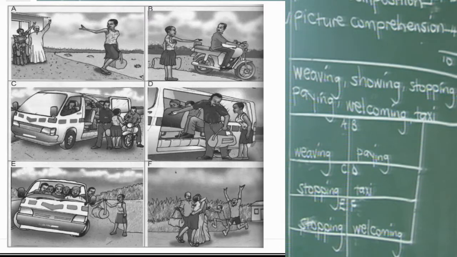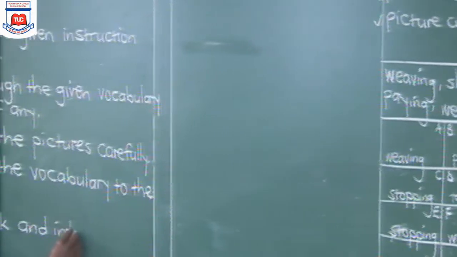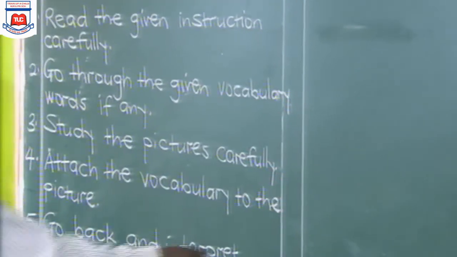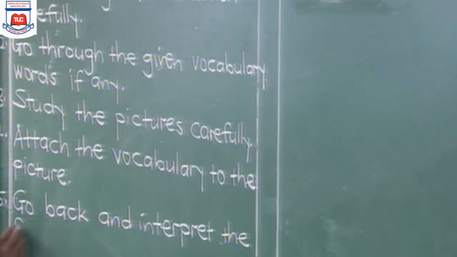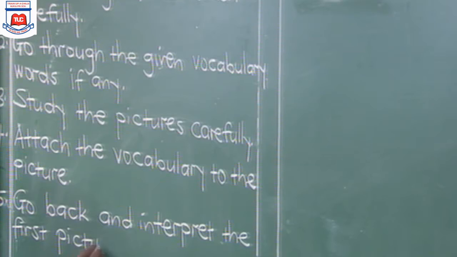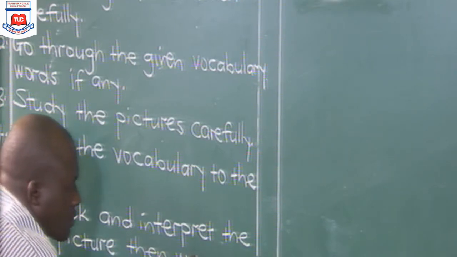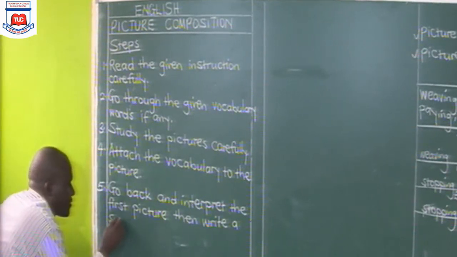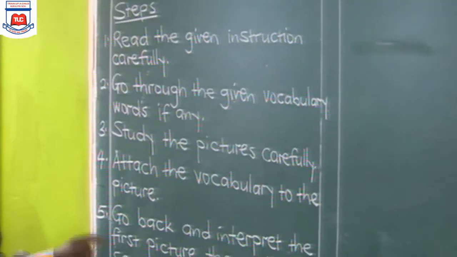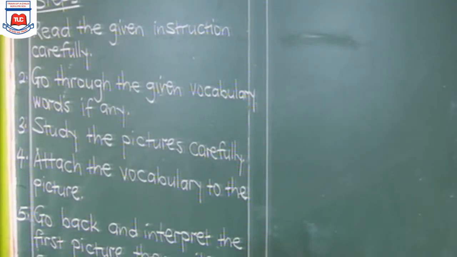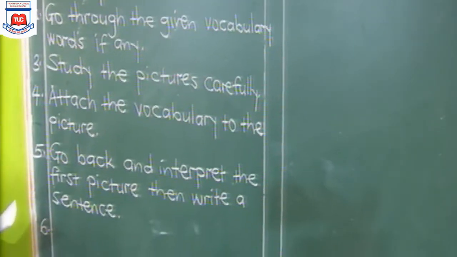After we have attached our vocabulary to the pictures, we continue to the next step. What next? Now what you do, you go back and interpret. Interpret does not have the last E. Be careful. Go back and interpret the first picture. Then write a sentence. After you've interpreted the picture, then you write a sentence. Next step after that, identify the subjects or articles.